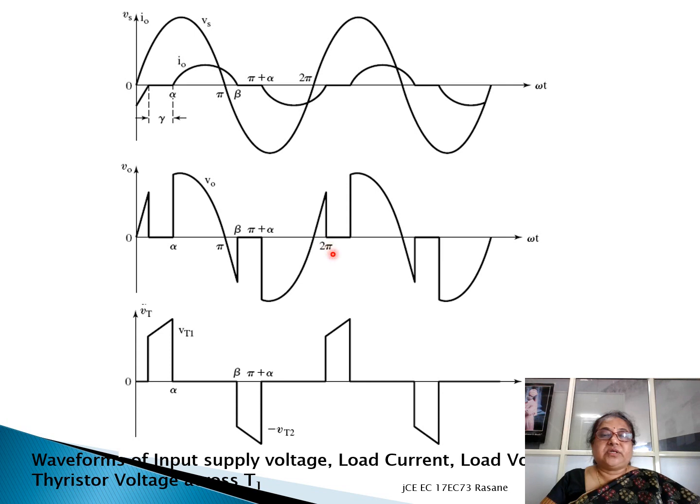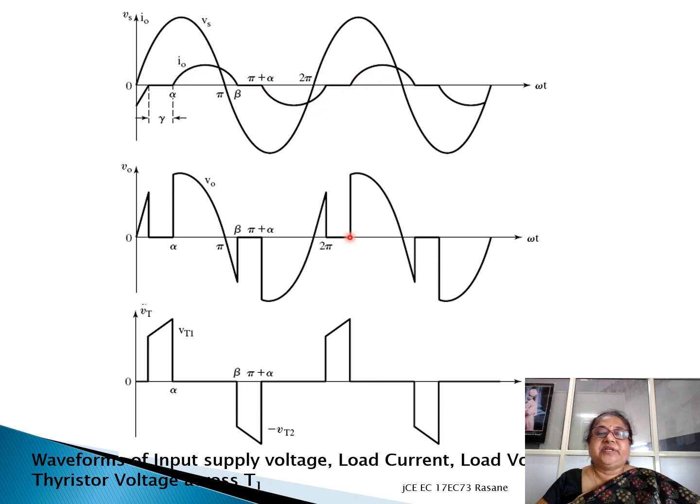So what is it going to be? It is going to be the same input, right? See, from this point, it will be the same input. It will continue to conduct till this point. So till this point, this is 2 pi, okay, and this is the beta. So whatever is at the input during this time, it is going to come across the load, which we call V0, the output.